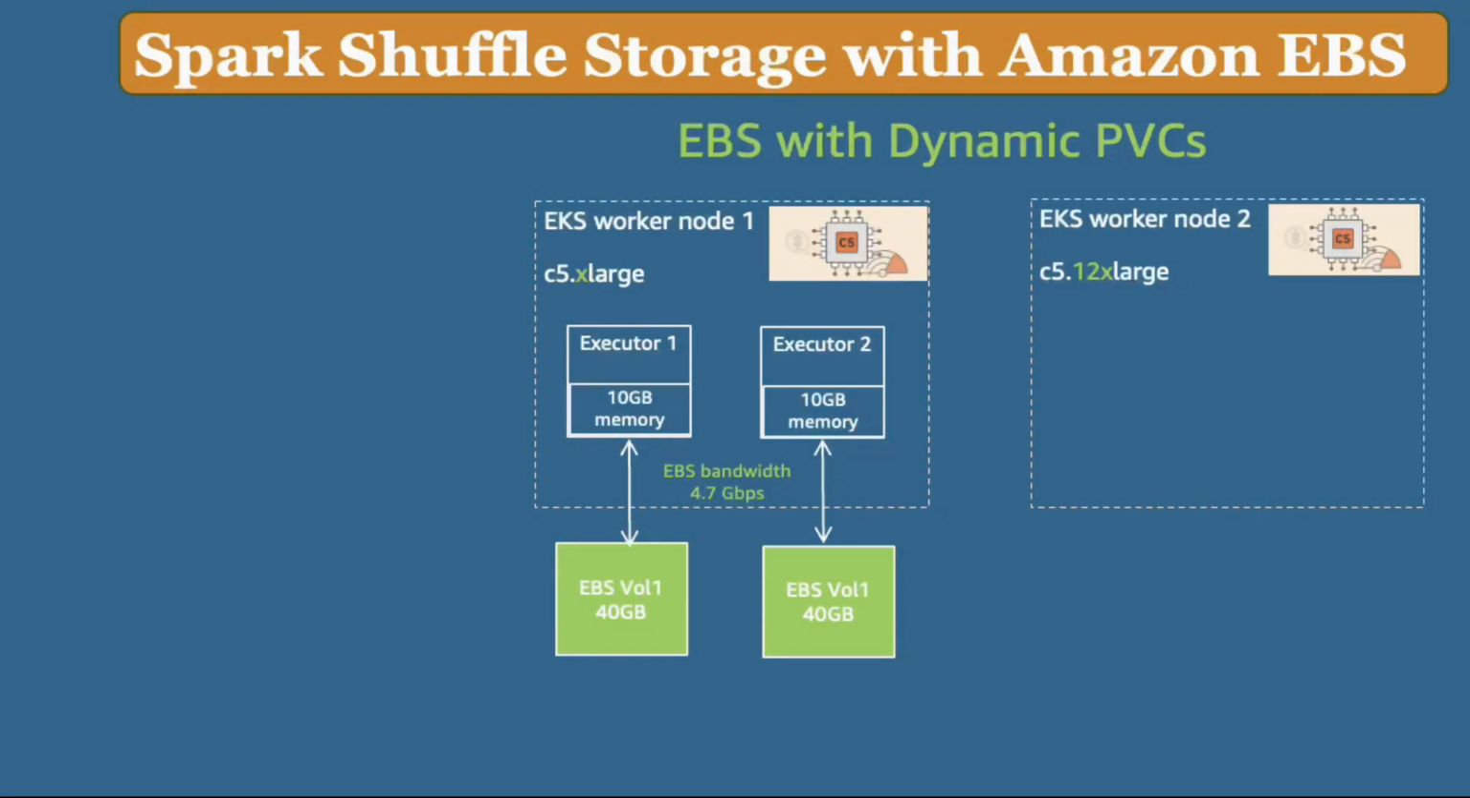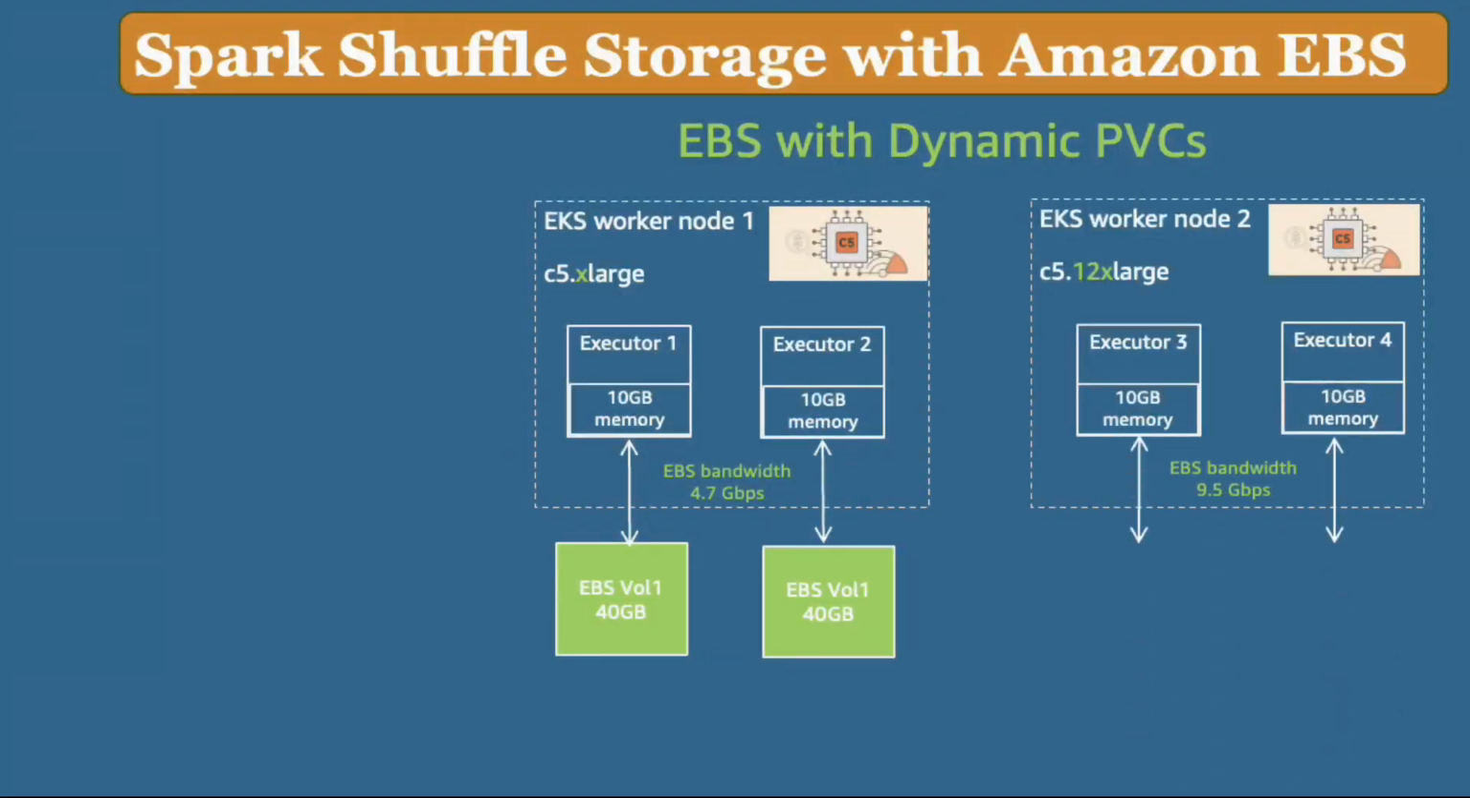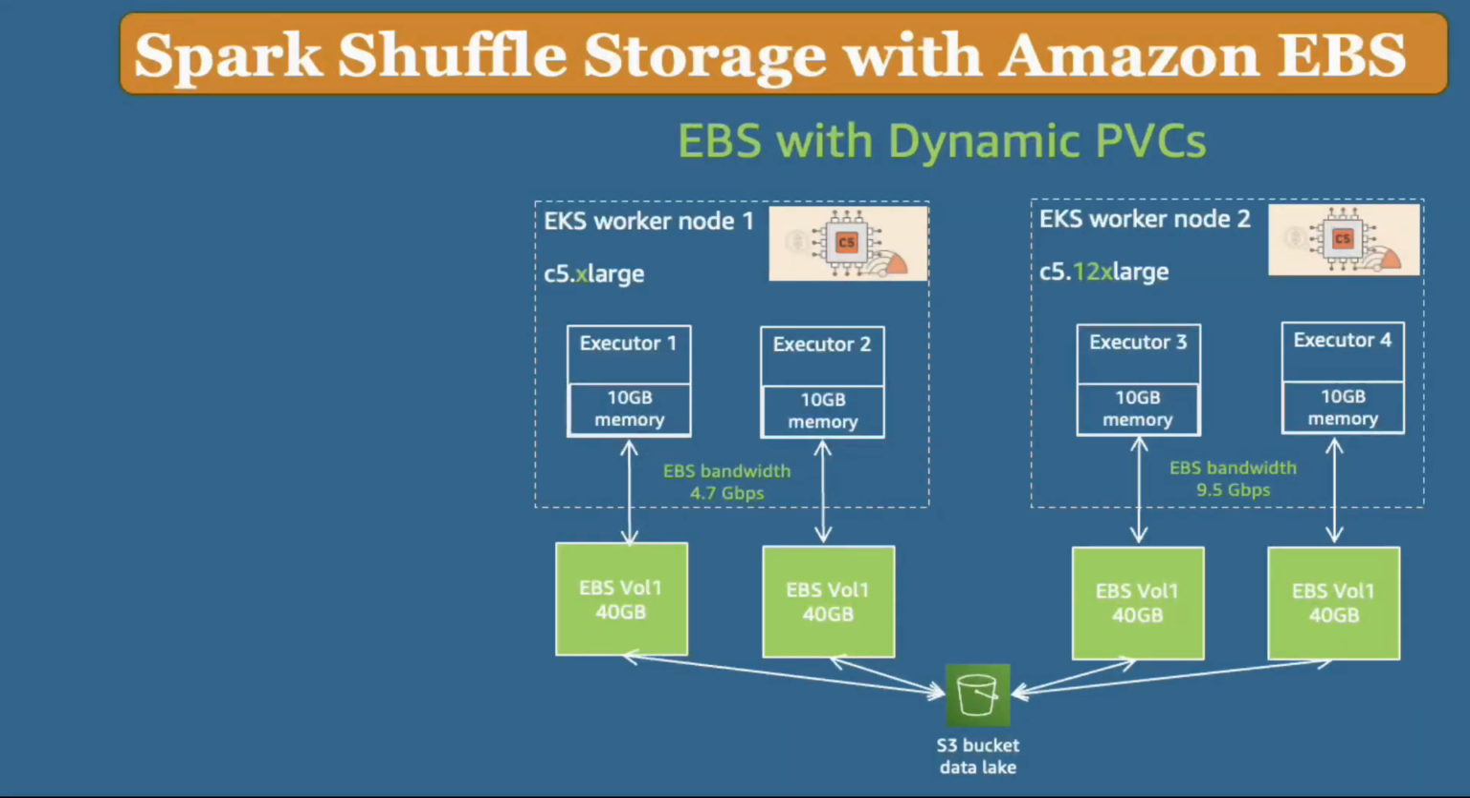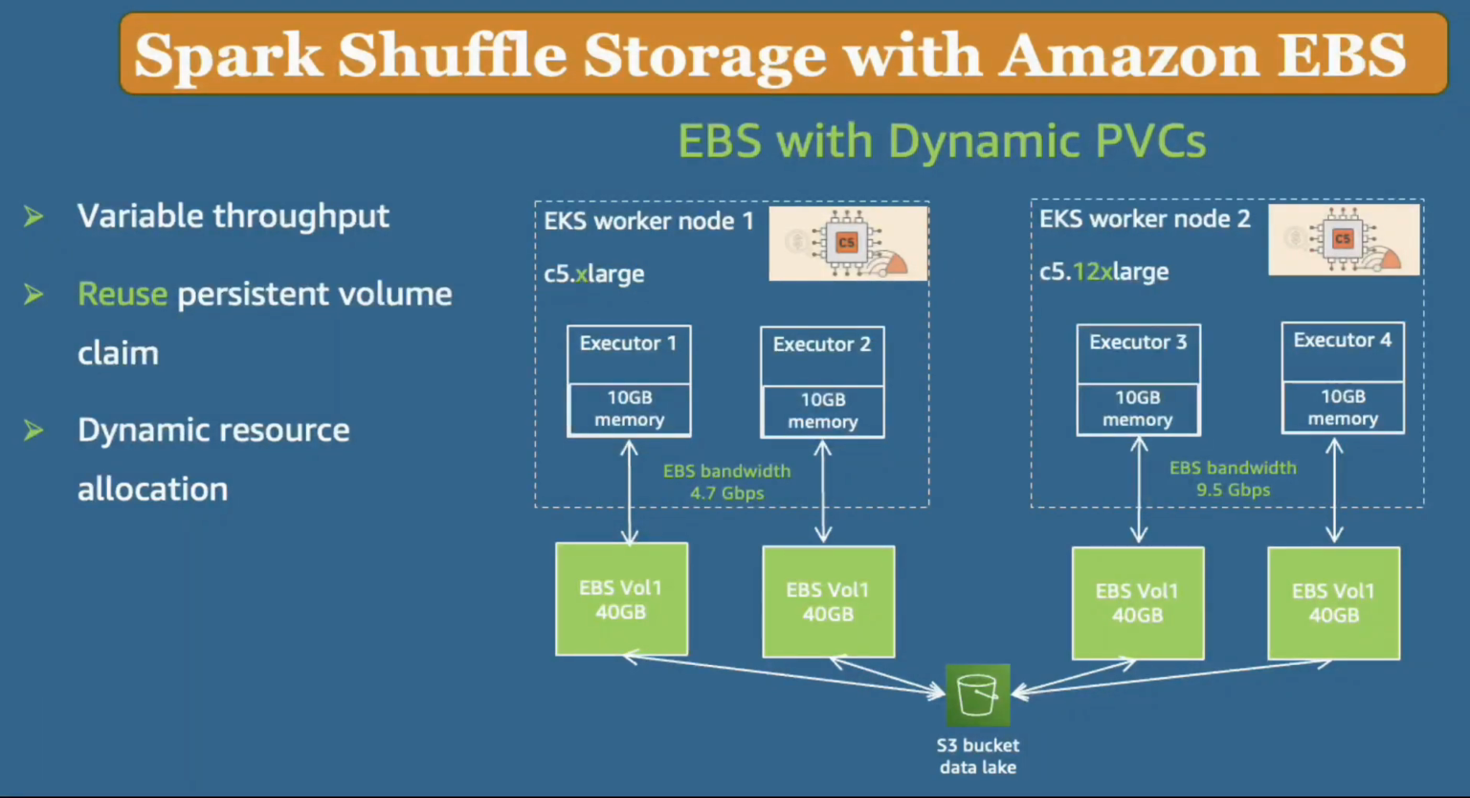Similarly, one more worker node which is a larger size, C5.12xlarge, and here also we have two executors using the same memory configuration, but the EBS throughput is different, which is 9.5 Gbps, and there also we create two different EBS volumes of 40 GB size. Now again, an S3 bucket can be used for the permanent storage, and the advantage here is if you have a variable throughput requirement for different jobs, then you can configure the respective EBS volumes accordingly.